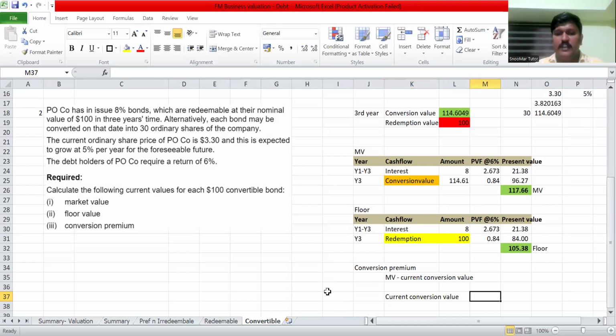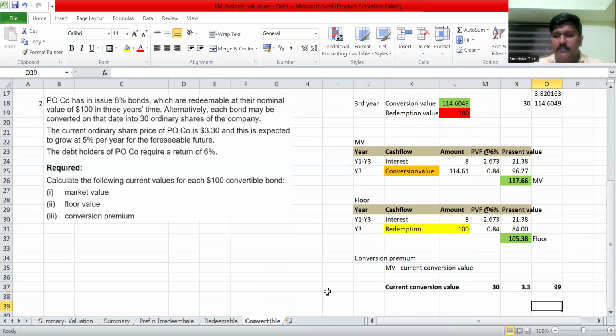What is your current conversion value? One debt can be converted into 30 shares. The current share price is given as 3.30. So the current conversion value is 30 multiplied by 3.3, which is 99 only. So we are considering a current conversion value of 99.